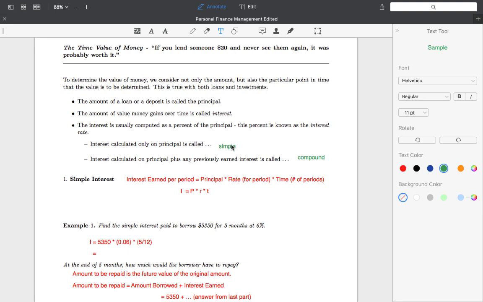So interest calculated only on principal is what we're going to deal with right now, and that is called simple interest. Later, when we calculate interest on the principal plus any previously earned interest, we will talk about that. That is called compound interest. But here we're just working with simple interest.